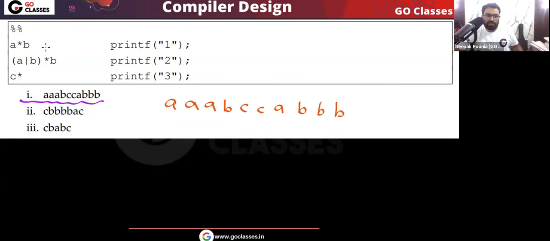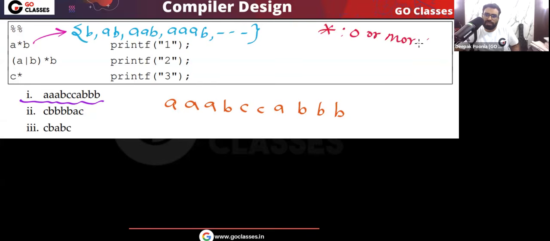First of all, you need to understand these regular expressions. Let me explain this regular expression A star B. Star means 0 or more times. So if you take it 0 times, then you will get B. If you take it 1 time, you will get AB. 2 times, AAB. 3 times, AAAB, like that. You can see what this star means: it means 0 or more times.